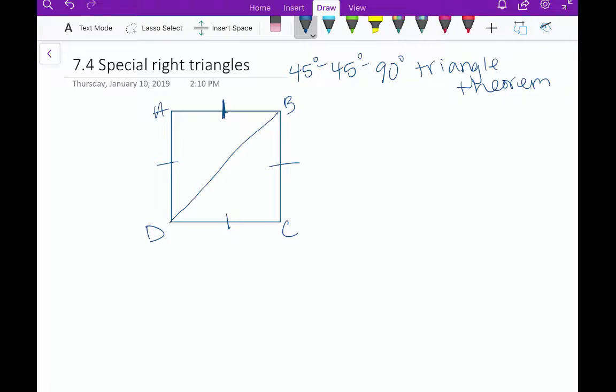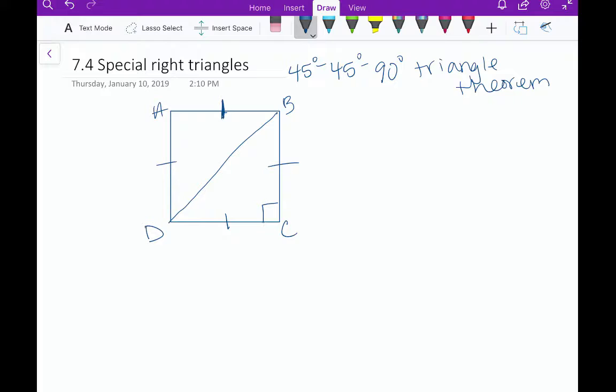This is the video for 7.4, special right triangles. We're going to look at two types of special right triangles. The first one is a 45, 45, 90 degree triangle. These are still right triangles, but the other angles are special in that you have two congruent angles, which means you have an isosceles triangle. So let me show you how this works.